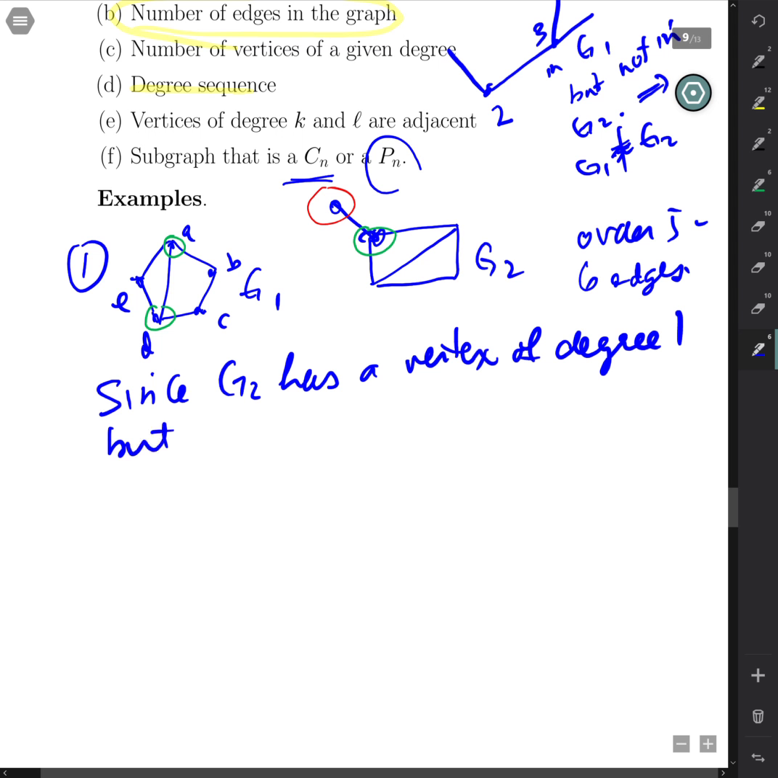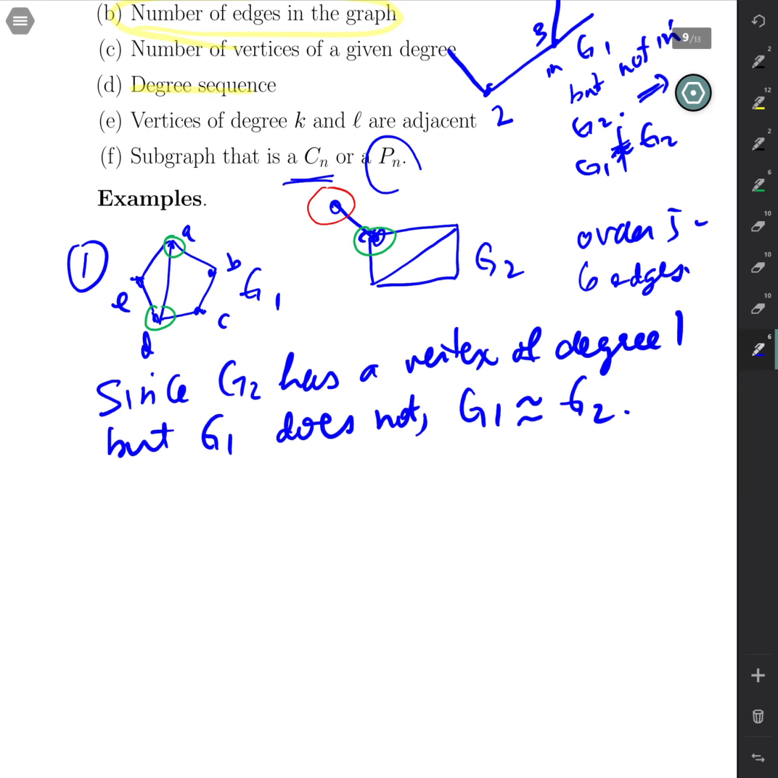but G1 does not, G1 is not isomorphic to G2, right? So that'd be a nice way to say it precisely.